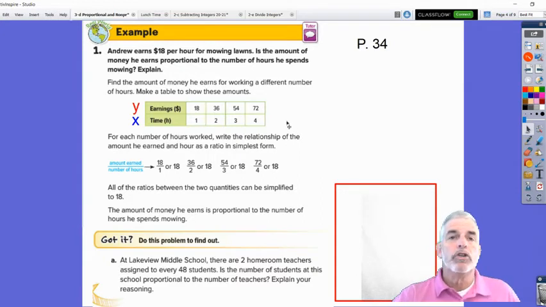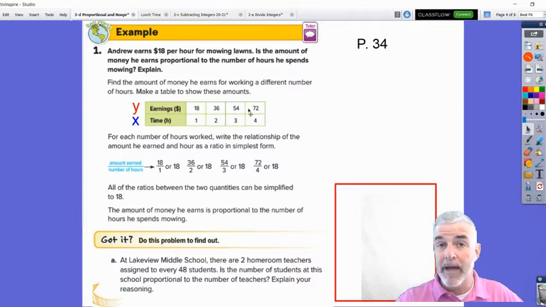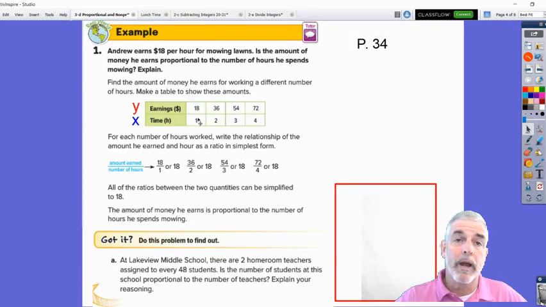So the number of hours that he works, we're going to call that the X. This is the number you're choosing. Typically, it's just a count of things that go up, 1, 2, 3, 4. That's the X, the input. And the output here is the amount of money that he makes. So in 1 hour, he makes $18. If he works for 2 hours, he's going to get 2 times 18, or $36. 3 hours, $54, 4 hours, $72.